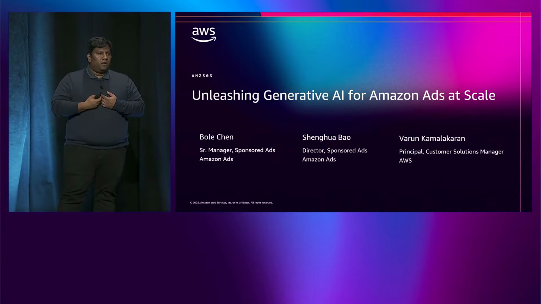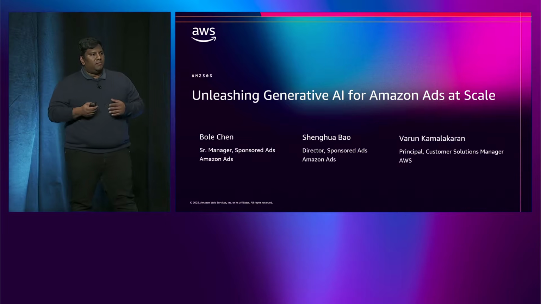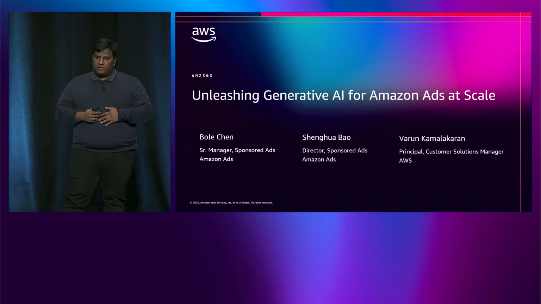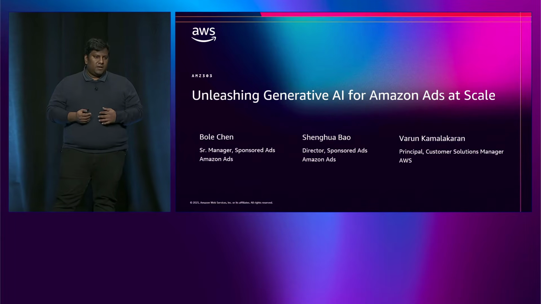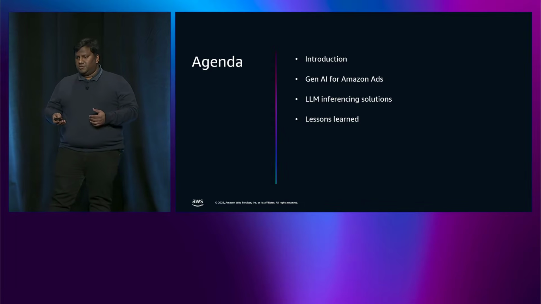So I'm Varun Kamalakaran. I'm a Principal Customer Solutions Manager at AWS. And joining me are Shenghua Bao, who's the Director of Sponsored Advertising from Amazon Ads, and Bolay Chen, who's the Senior Manager in Shenghua's team. He was tasked with building the solution.